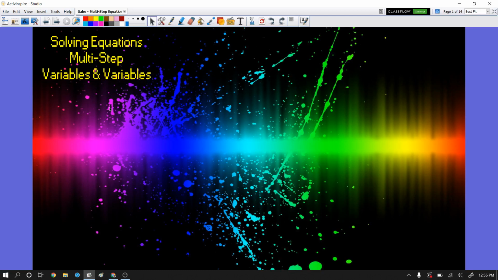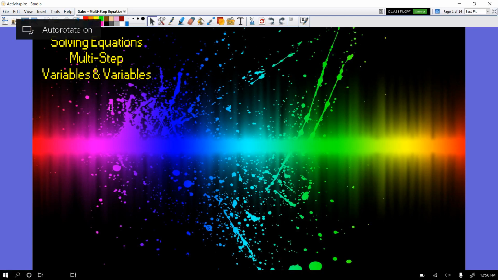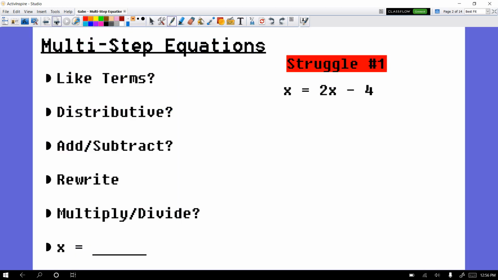All right, solving equations, multi-step variables and variables. So we're going to recap everything we've done before, and also we are going to talk about just the rules and the dynamics of being able to move stuff from one side of an equal sign by using an inverse operation and doing the same thing to the other side. So you'll see whenever we start doing it.